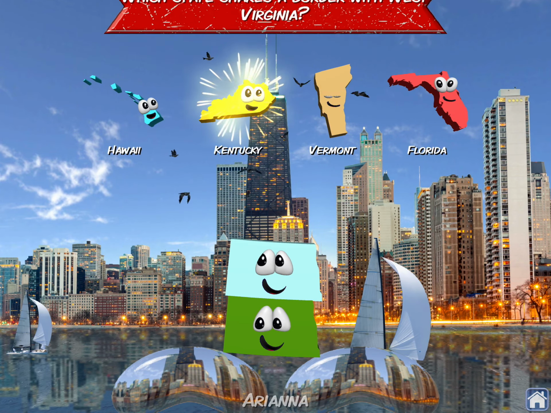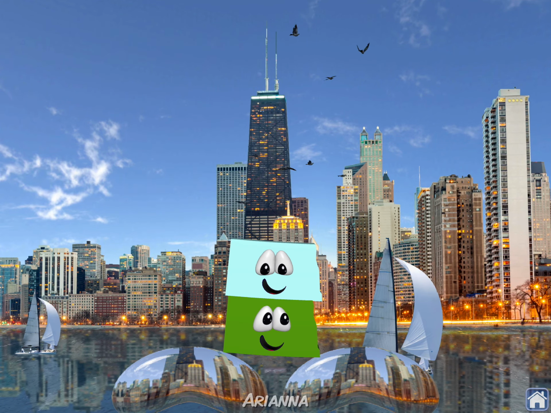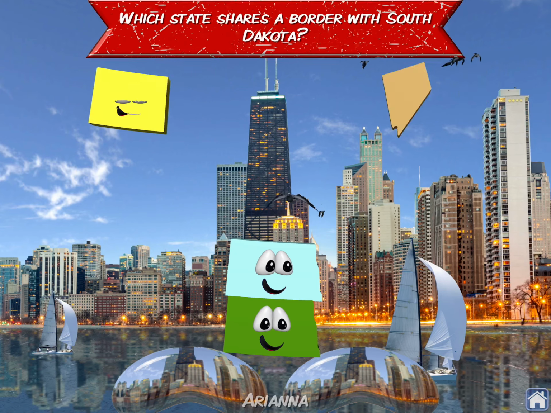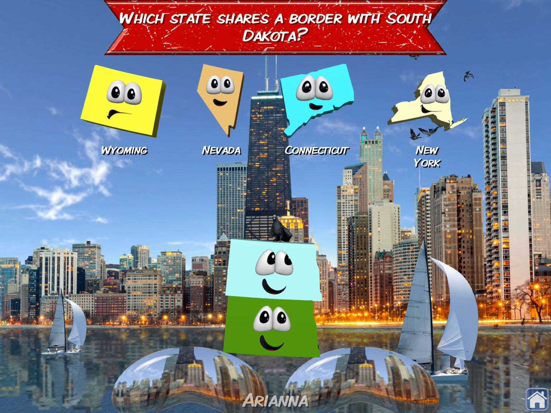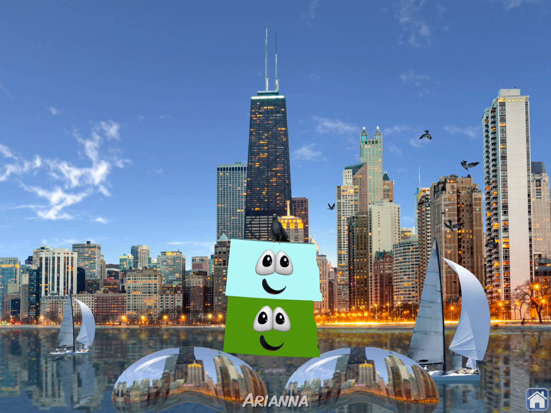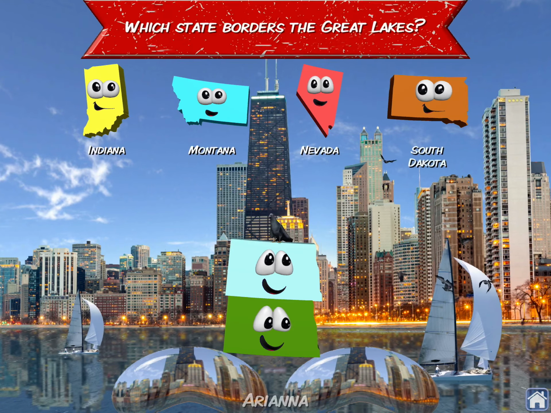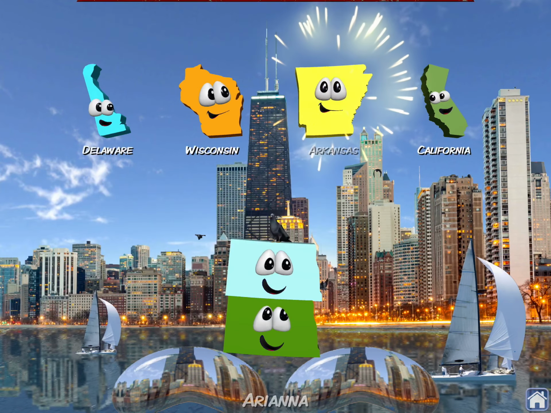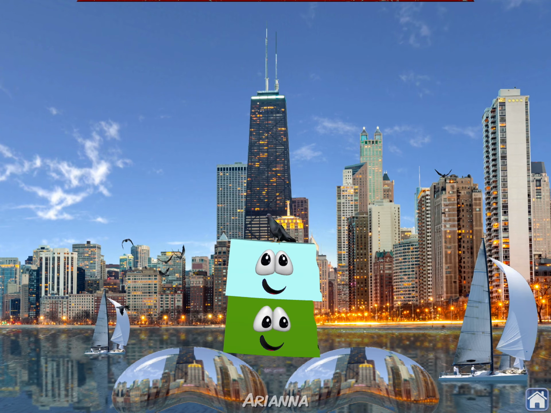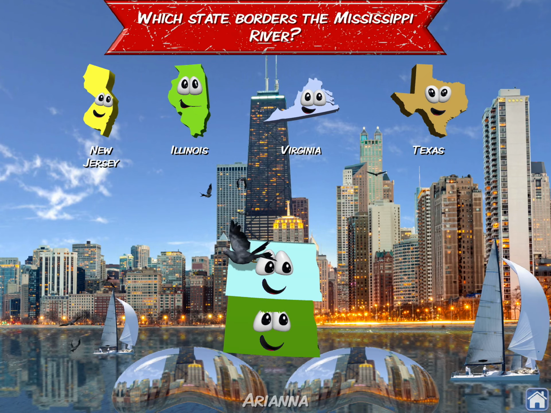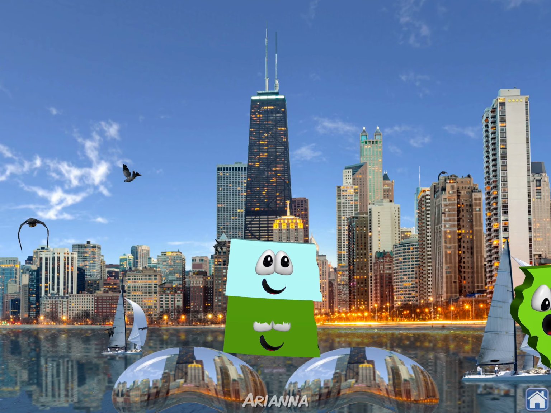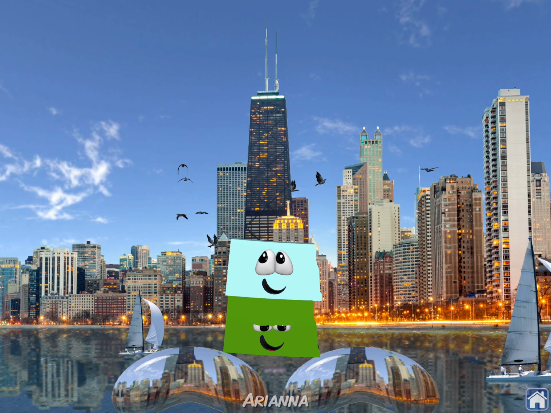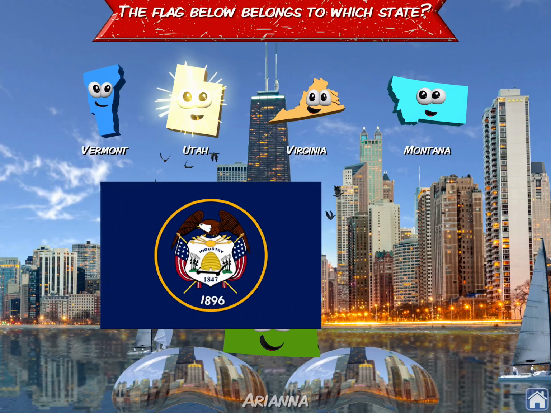Which state shares a border with Kentucky? Which of these? Which state shares a border with South Dakota? Wyoming. Which state borders Indiana? The flag below belongs to Arkansas. Which state borders the Mississippi River? Illinois. Which state shares a border with New Hampshire?